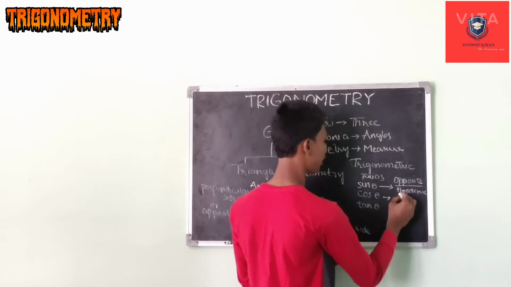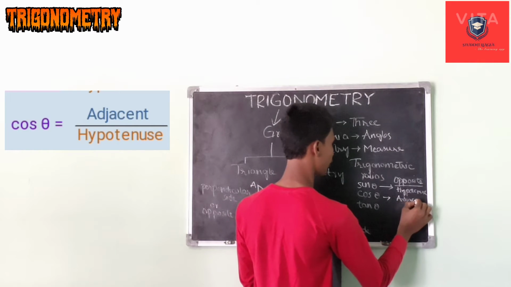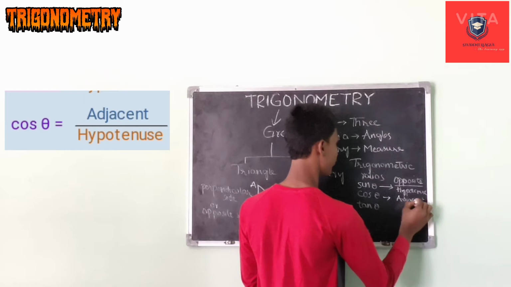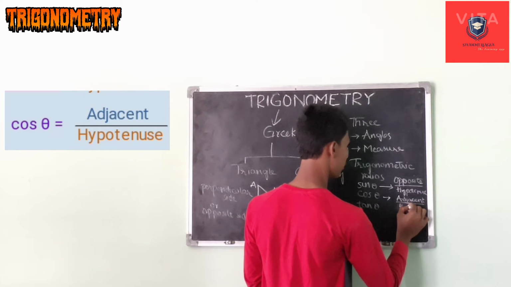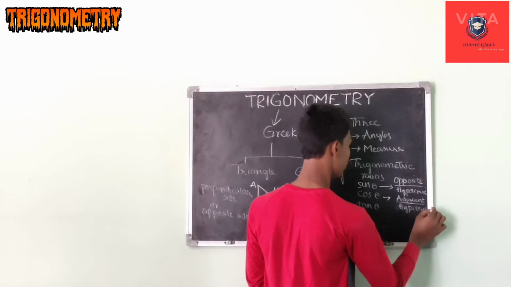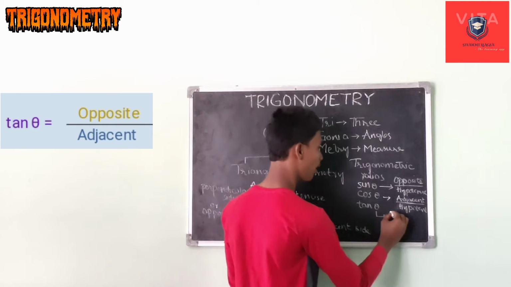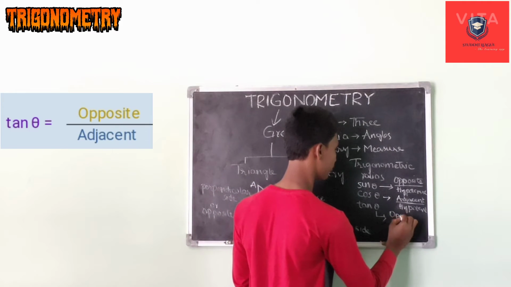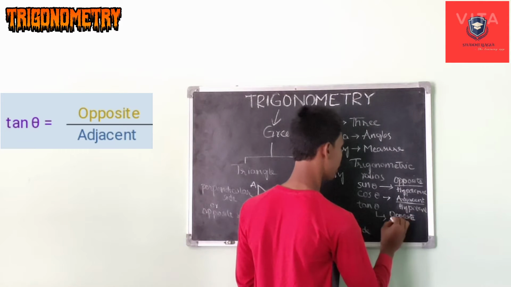Cos theta is adjacent side by hypotenuse, whereas tan theta is opposite side by adjacent side.